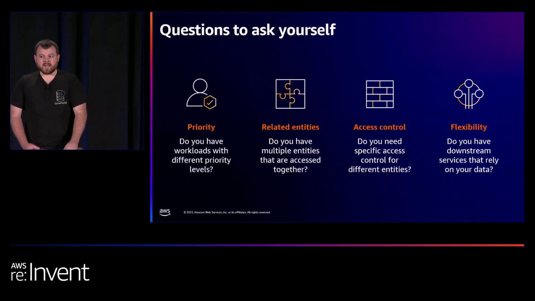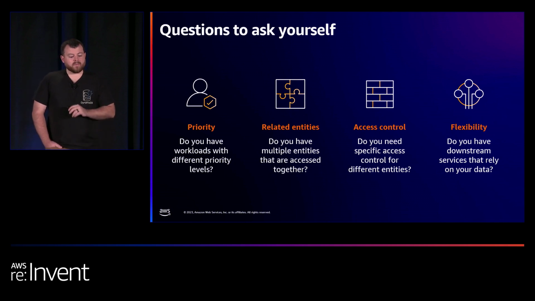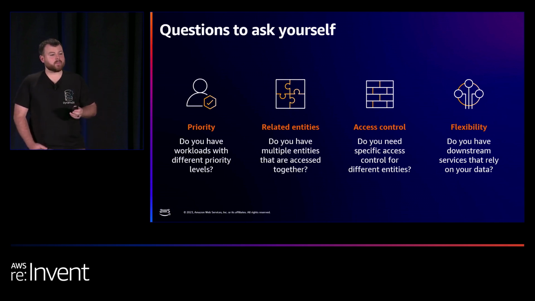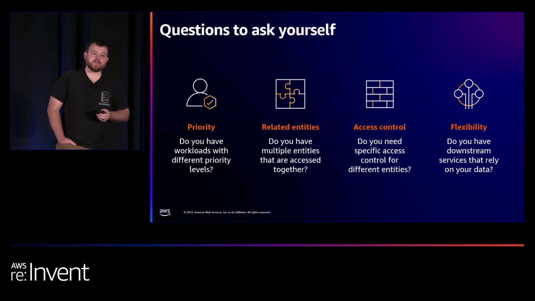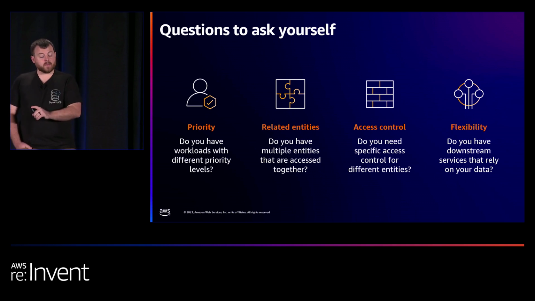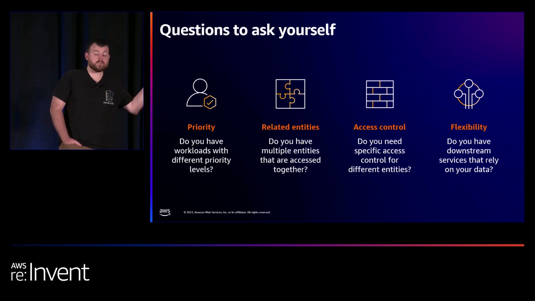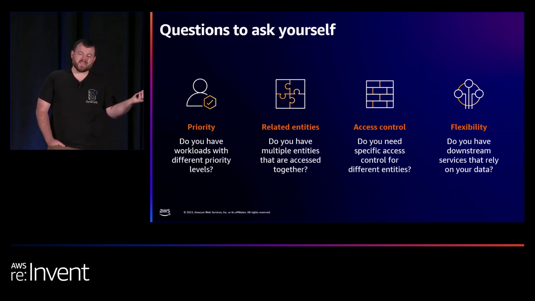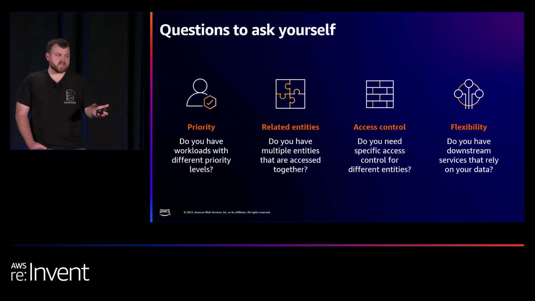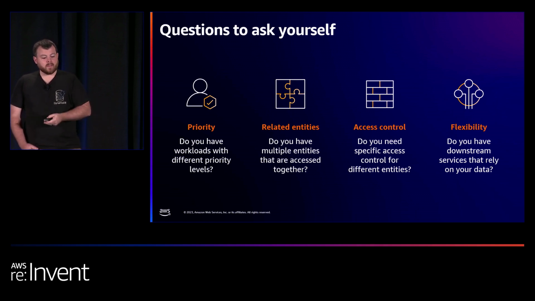So some questions to ask yourself. Do I have any workloads that have a specific priority? Maybe there's a table that has new orders coming in. I want those to be treated differently than archived orders. Obviously, maybe for compliance, I need to look at orders from 2 years ago. But that's not really a priority. It's some business analyst running a query.